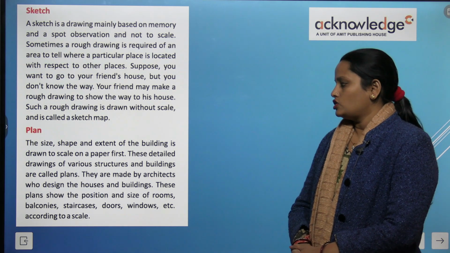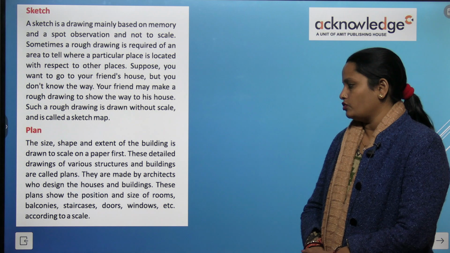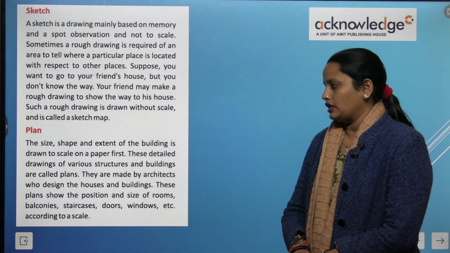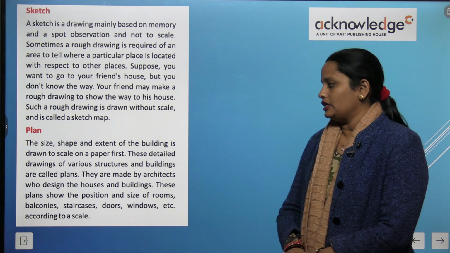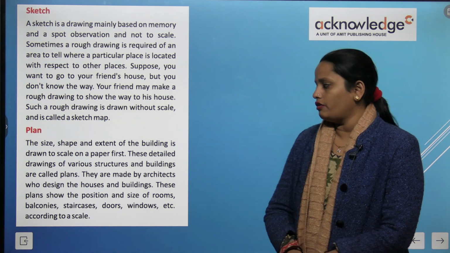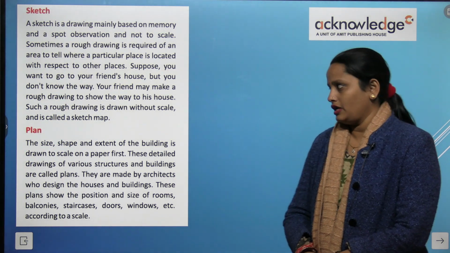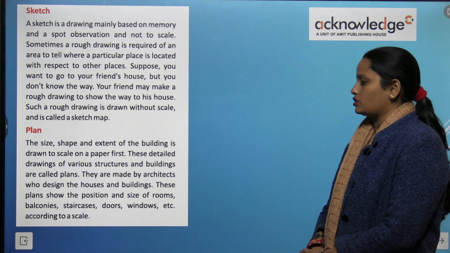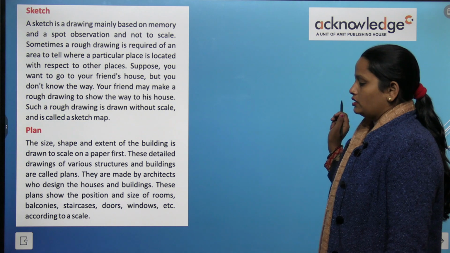These plans show the position and size of rooms. ये जो plans हैं ये room की size और position बताते हैं. Balconies कहाँ होगी, staircase कहाँ होगा, door कहाँ होगा, window कहाँ होगा, ये सारी चीजें plan में पहले से बनाई हुई होती हैं, उसके according houses construct होते हैं according to a scale.